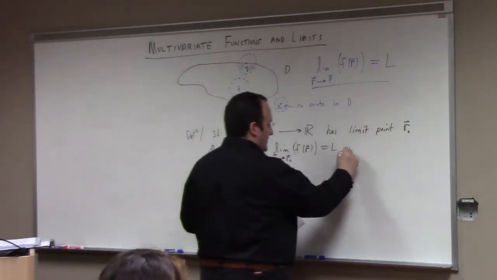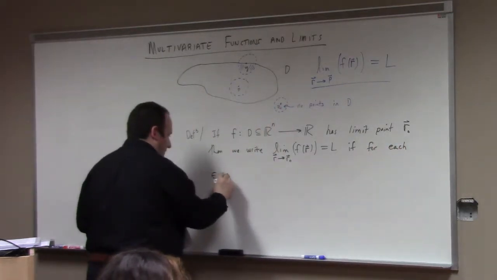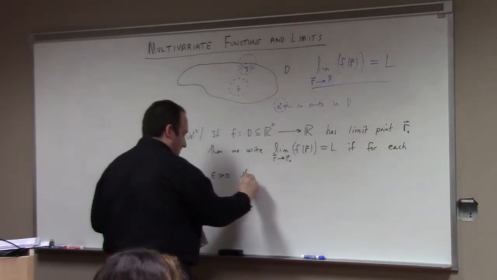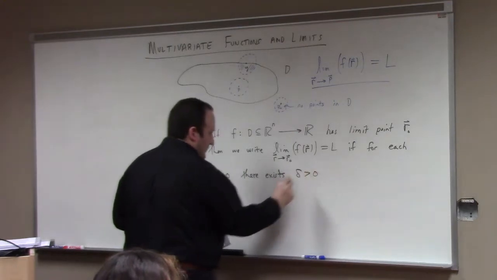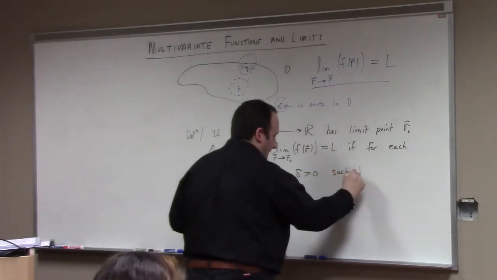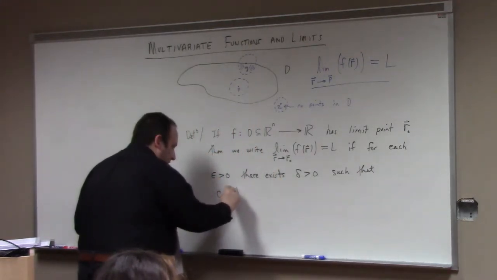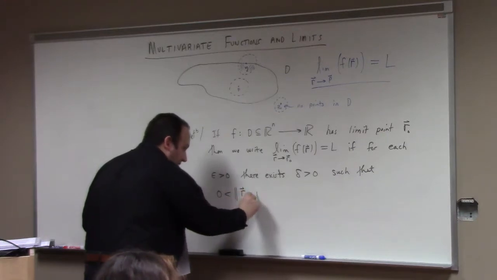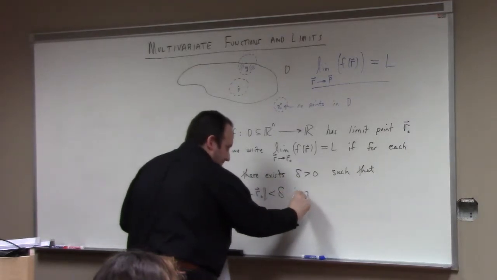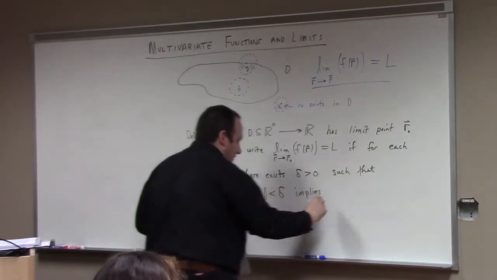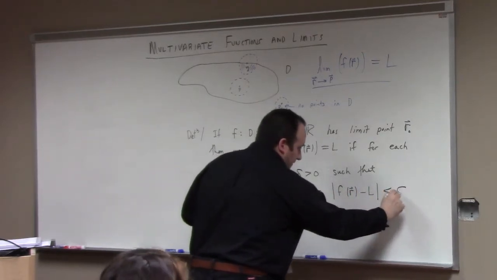All right, if for each epsilon greater than 0, there exists delta greater than 0, such that 0 less than the length of r minus r naught less than delta implies that the absolute value of f of r minus L is less than epsilon.